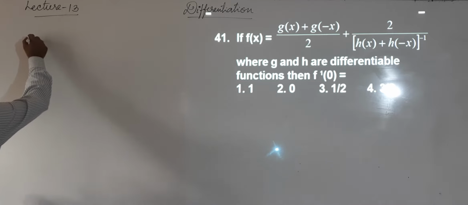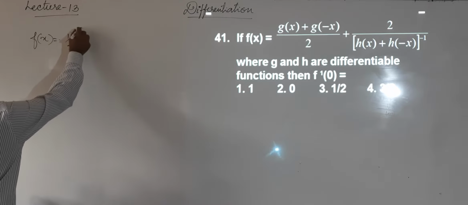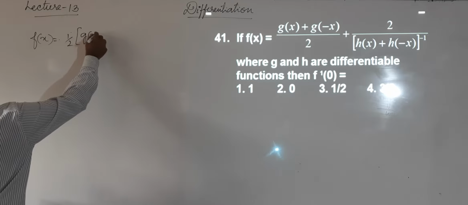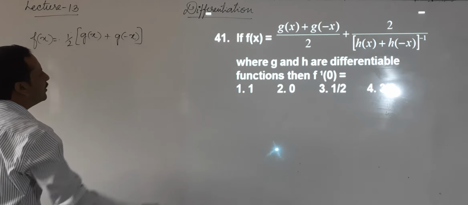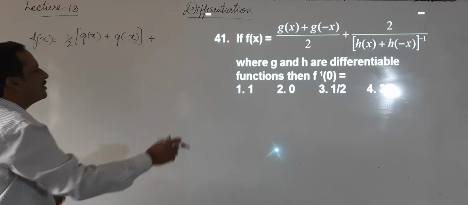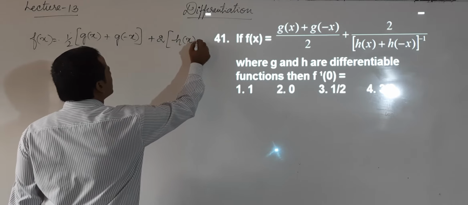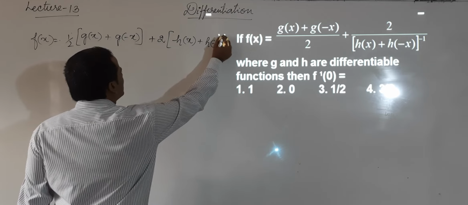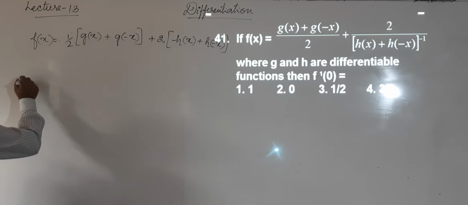Okay. So, f of x is equal to 1 by 2 into g of x plus g of minus x plus 2 divided by h of x plus h of minus x whole power minus 1. You take it to numerator, it will be 2 into h of x plus h of minus x. Now, differentiate this with respect to x.